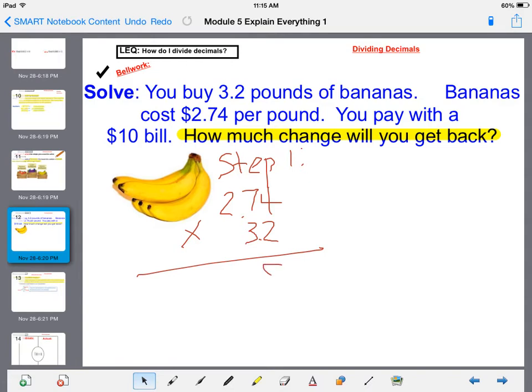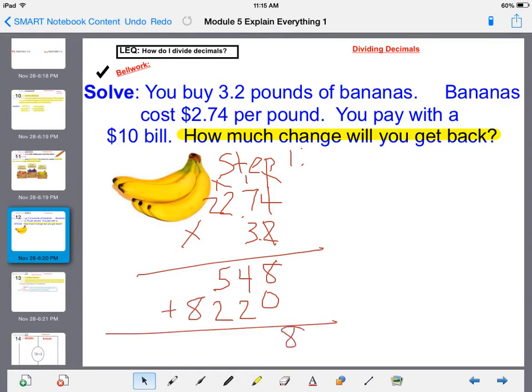So 2 times 4 is 8. 2 times 7 is 14. Carry the 1. 2 times 2 is 4 plus 1 is 5. I'm done with that place. And so I'm going to go ahead and put a 0. I'm on to my next one. 3 times 4 is 12. 3 times 7 is 21 plus 1 is 22. 3 times 2 is 6 plus 2 is 8. These are partial products. I'm going to go ahead and add those together. 8, 6, 7, 8.